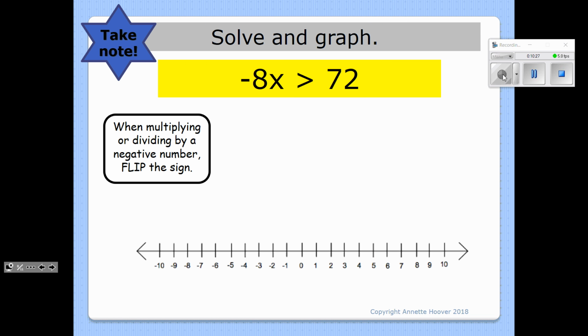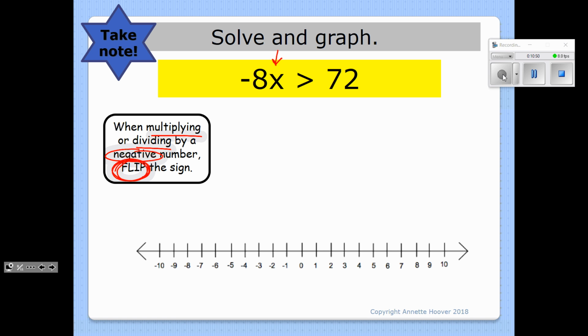Now, this is the one rule in one-step equations that you have to be careful of. When multiplying or dividing by a negative number, you have to flip the sign. So let's look at this example. Here we have negative 8x is greater than 72. The variable is on the left side. It is being multiplied by negative 8.